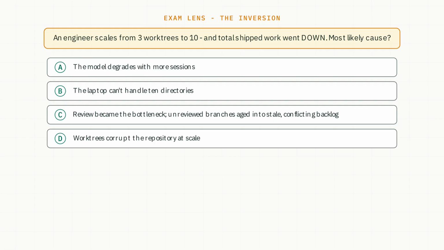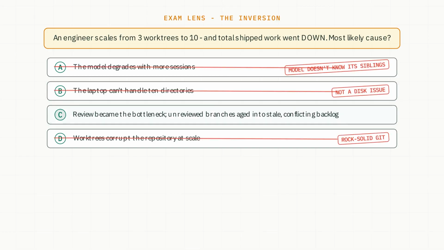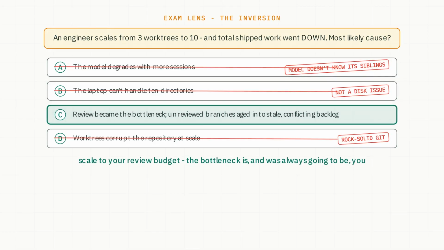The model doesn't know how many siblings it has. Disk space is not the issue, and worktrees are rock-solid Git. The answer is the ceiling chapter. 10 agents produce review demand no calendar contains, branch age breeds conflicts, and throughput inverts. Scale to your review budget. The bottleneck is and was always going to be you.